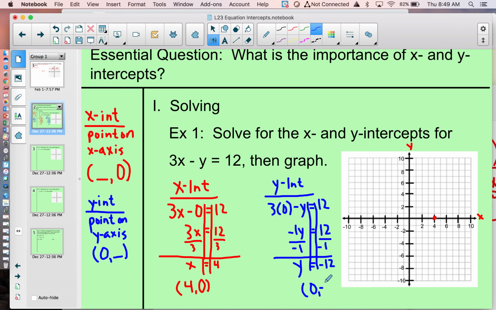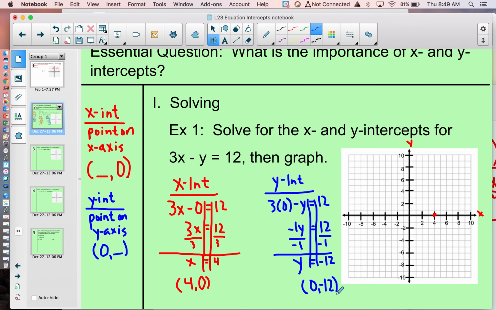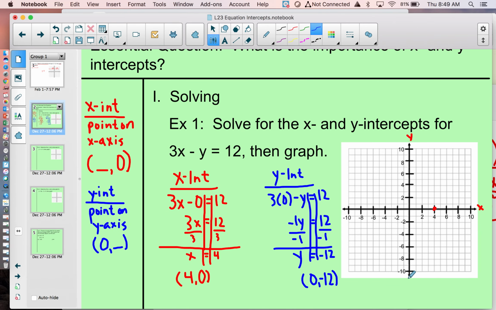Now, I'm not too happy that this goes off our graph a little bit. I'm not too happy about this problem. But a negative 12 basically would be something that would be down here. Here's what would maybe be a negative 11, and here's our negative 12. So here's our y-intercept right here.